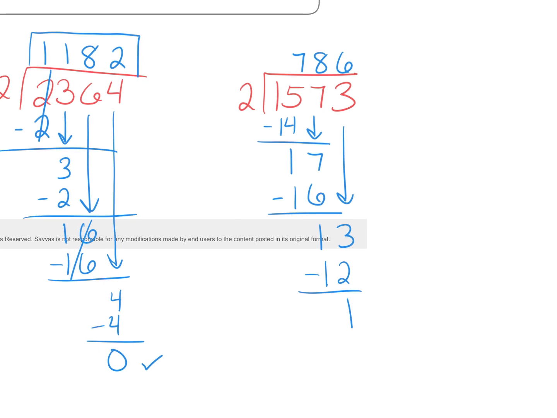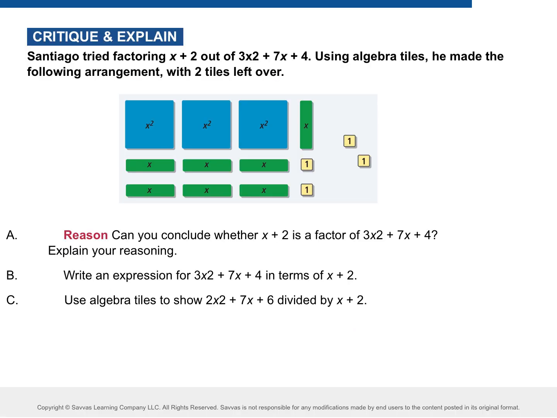Okay, what we're going to do today is we're going to take the remainder and we're going to put that over what we divided by. So it's the remainder over what we divided by. So our answer is 786 and 1/2. Same thing.